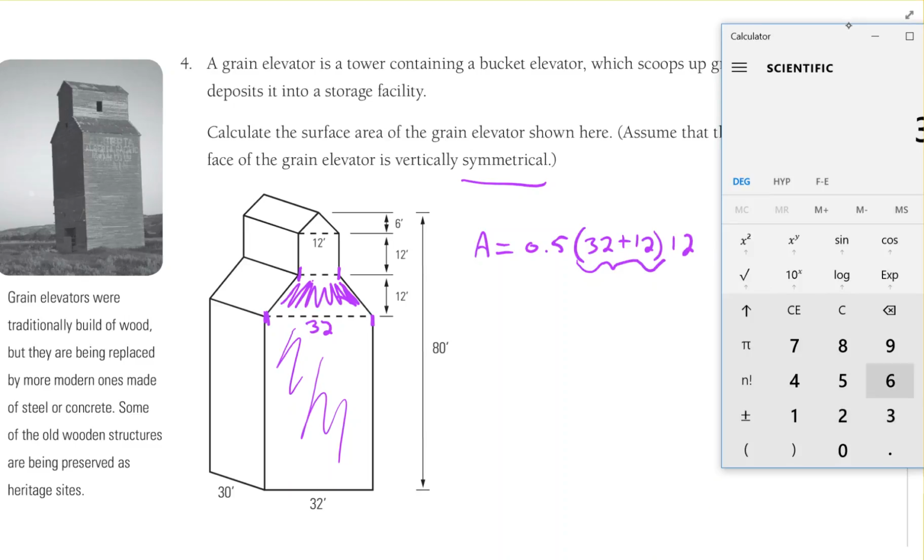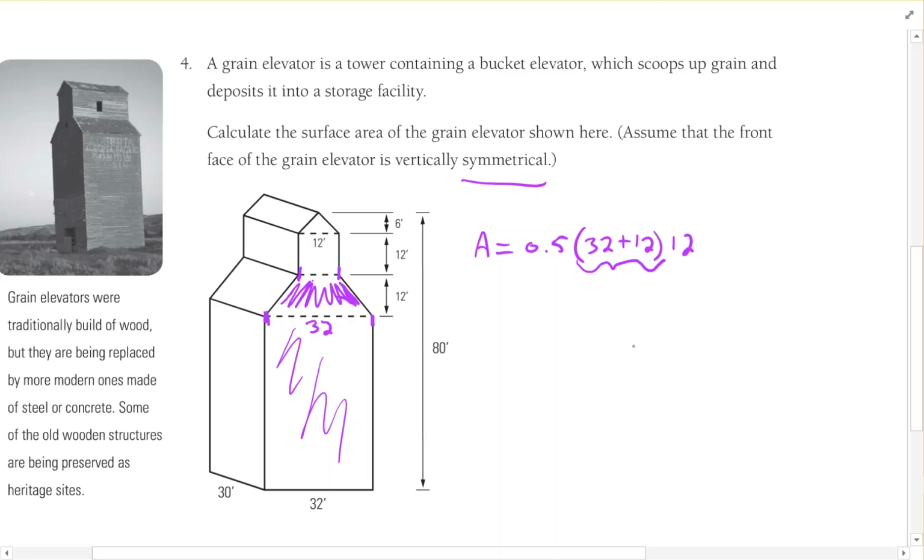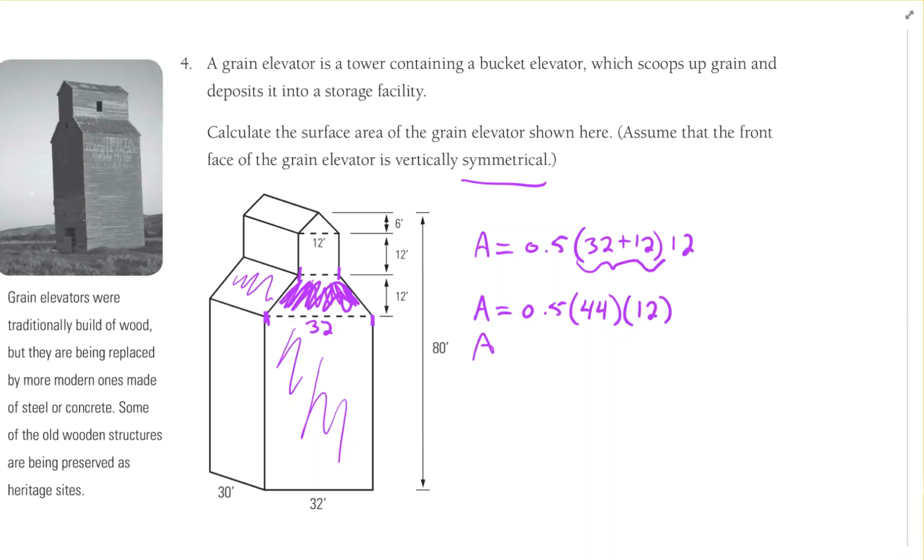So what I'd do is go 32 plus 12, which is 44. Then I'd rewrite this whole thing as 0.5 times 44, and then times 12, and just multiply those things across. That would be the area of that shaded part for your trapezoid. Other than that, they're all just rectangles and triangles that we've done a lot with. So go ahead and answer number 4 now.